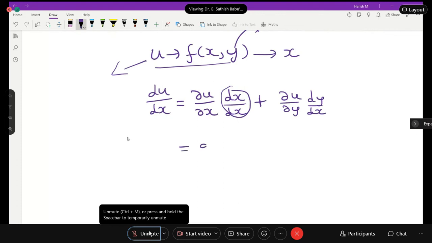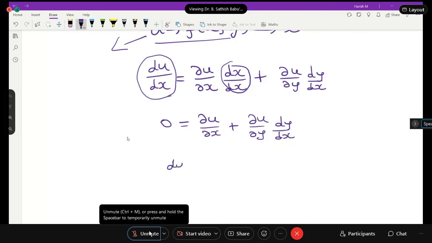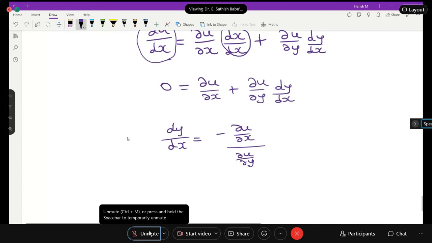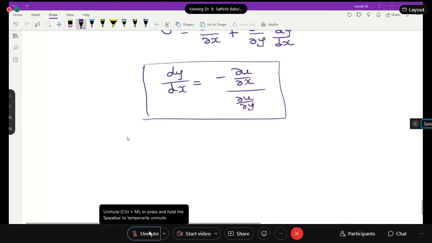What about the term dx by dx? Can I write it as 1? Yes, sir. Okay. Dou u by dou y into dy by dx. Can I equate this to 0, because your implicit function can be equated to 0, right? After differentiation of that. Yes, sir. Now, from this, can I get an expression for dy by dx? Is it equal to minus dou u by dou x divided by dou u by dou y? Yes, sir.